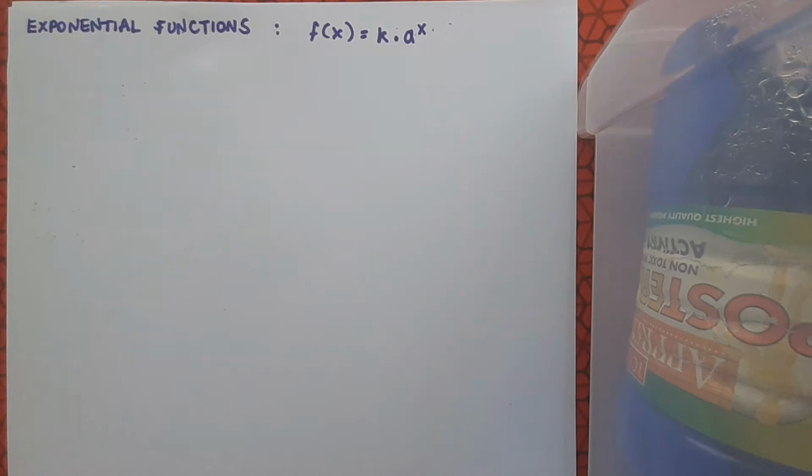Video is on exponential functions, and these are functions which are written in the form f of x equals k times a to the x. So we'll start off with an example, f of x equals 2 to the x. Now you might say, well, where's the k in this case? Well, if there's no apparent k, that means the k value is 1.